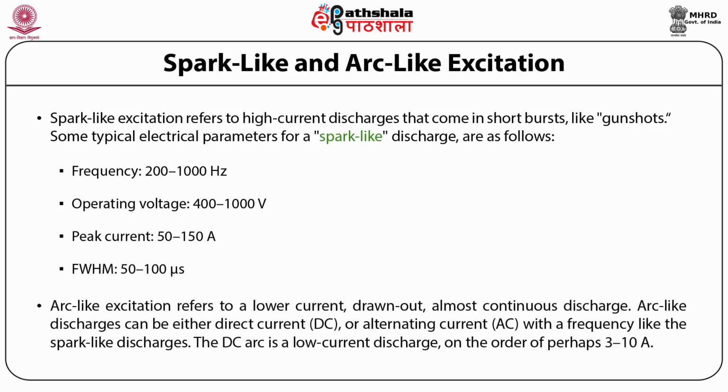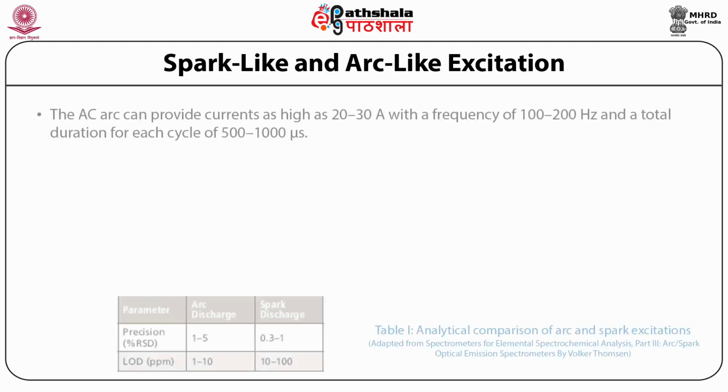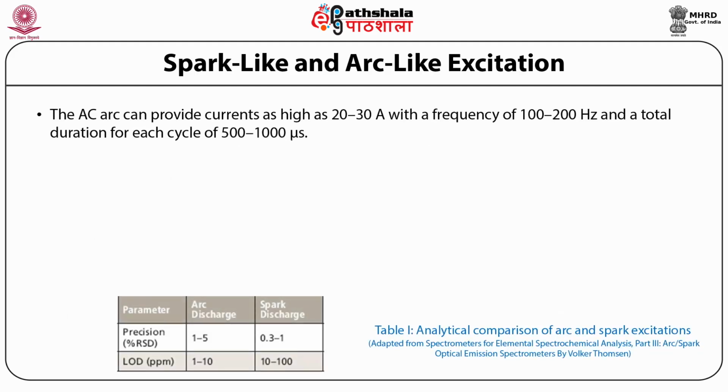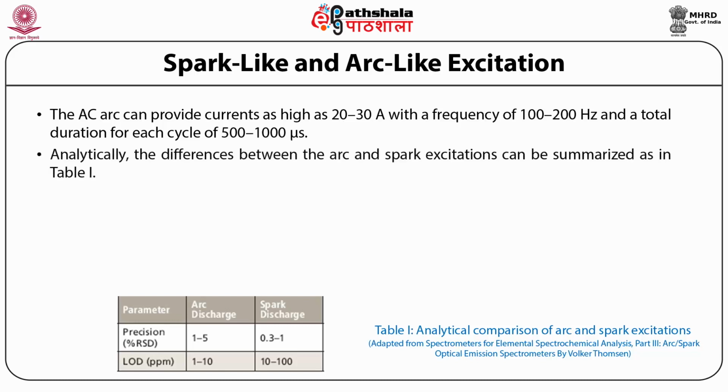The arc-like excitation refers to a lower current, drawn-out, almost continuous discharge. Arc-like discharge can be either direct current or alternating current, with a frequency like the spark-like discharges. The DC arc is a low current discharge on the order of perhaps 3 to 10 amperes. The AC arc can provide currents as high as 20 to 30 amperes with a frequency of 100 to 200 Hz and a total duration for each cycle of 500 to 1000 microseconds.